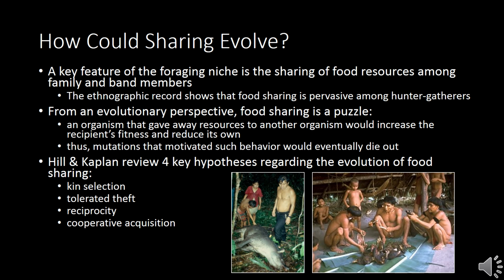This is the general problem that Hill and Kaplan investigate in their article. What factors determine the occurrence and extent of food sharing among adult conspecifics? In their article, Hill and Kaplan review the four main hypotheses that have been advanced to account for the evolution of food sharing in animals, including humans. These are kin selection, tolerated theft, reciprocity, and cooperative acquisition. We'll look at each of these hypotheses in turn.